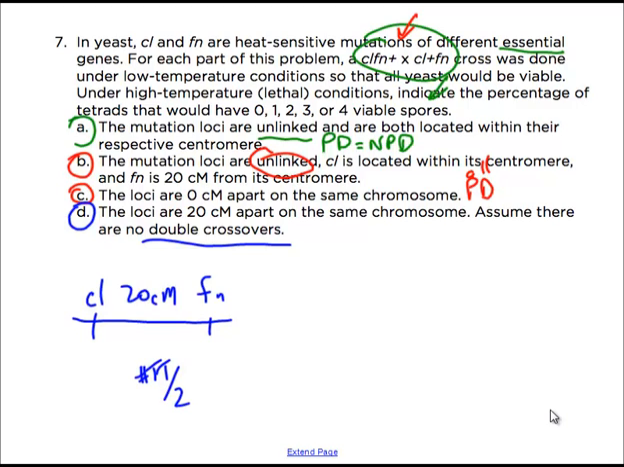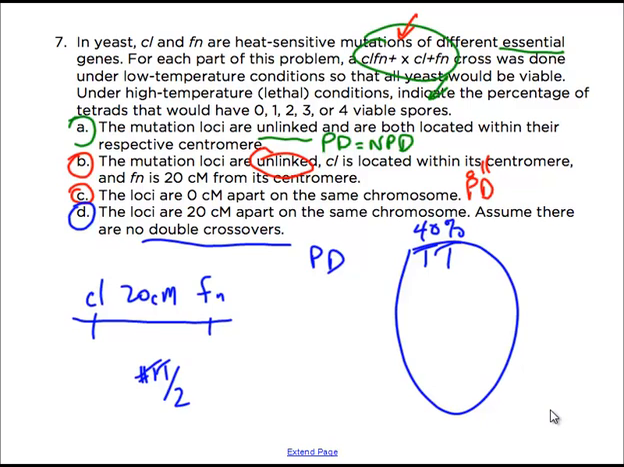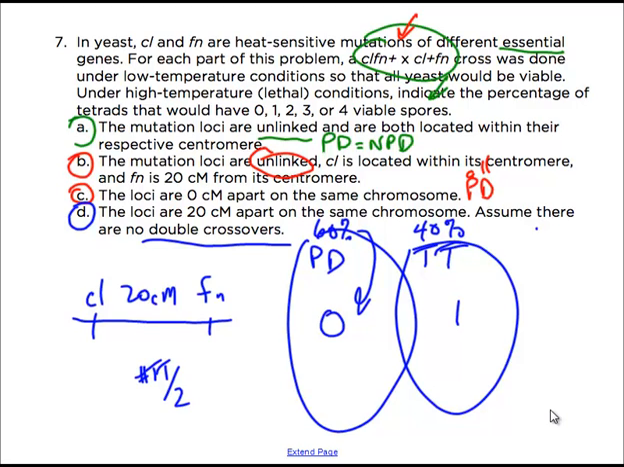So that means when there are no crossovers, you get PDs. When there's one crossover, you get tetratypes. And if they are 20 centimorgans apart, just like before, 40% would be tetratypes. The remaining 60% would be parental ditypes. And I don't think we have to draw it out again. PDs have 0 viable spores. Tetratypes have 1. So 60% have 0, 40% have 1.